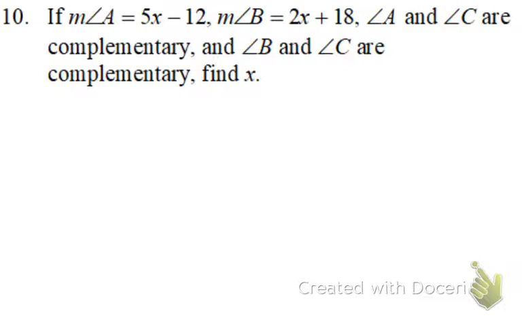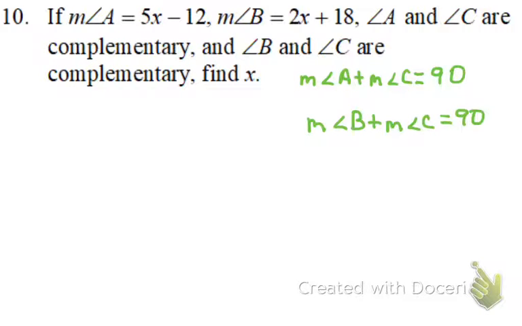If the measure of A equals 5x minus 12, measure of B is 2x plus 18, A and C are complementary and B and C are complementary, find x. All right, so complementary means they add up to 90. So measure of A plus measure of C is 90. Measure of B plus measure of C is 90. And so what this means is that measure of A and the measure of B must be equal. That's the complement theorem.